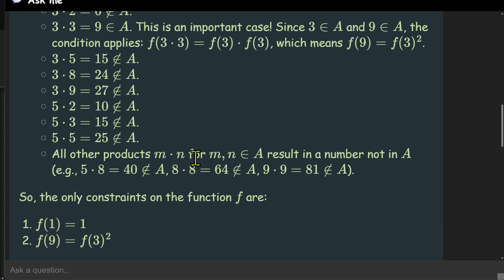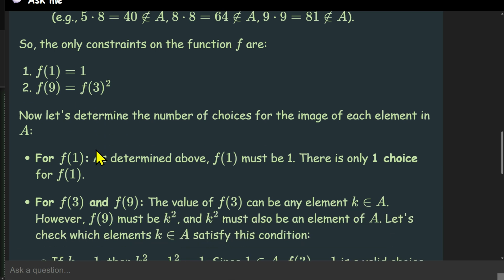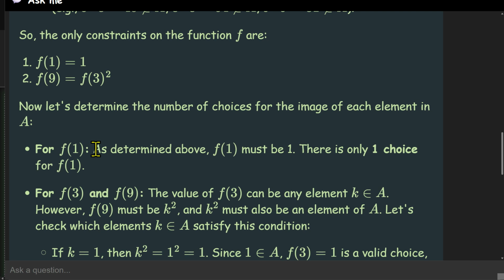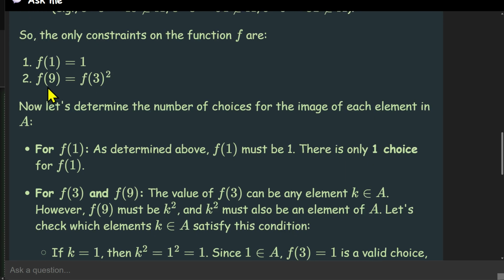All other products m·n for m, n belongs to A result in a number not in A, जैसे 5·8 = 40, 8·8, 9·9 not in A. The only constraints of the function f are f(1) = 1 and f(9) = f(3) का whole square. So let's determine the number of choices of the image of each element in A. जैसे f(1) लिया, as determined f(1) must be 1, so there is only one choice of f(1). Then f(3) and f(9).